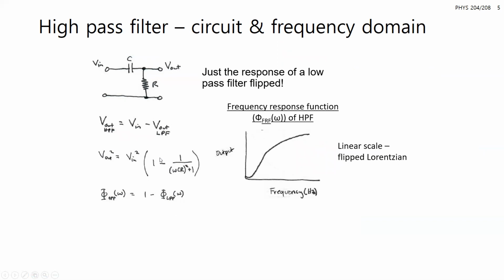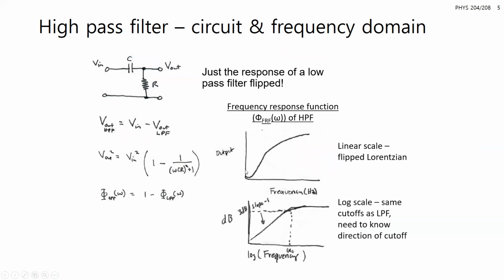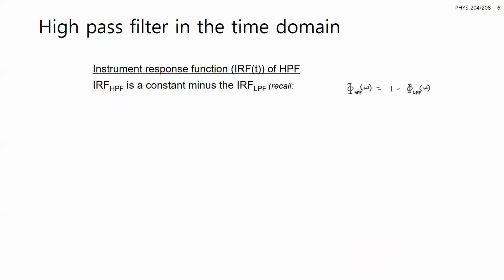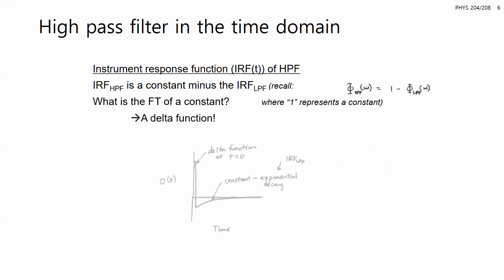So we could switch that as a flip of the Lorentzian for the frequency response function. Also could plot that on the log scale, where again, it's flipped. So it's important to know when you're dealing with high pass and low pass, keeping these things straight of what direction you're seeing the slope in the log scale. Again, you define the frequency cutoff or the time constant as the same as RC, or 1 over RC.